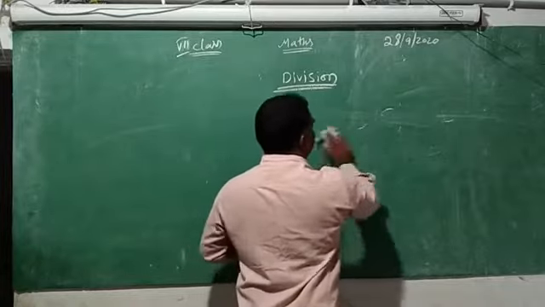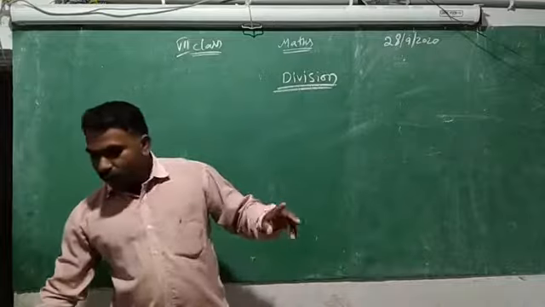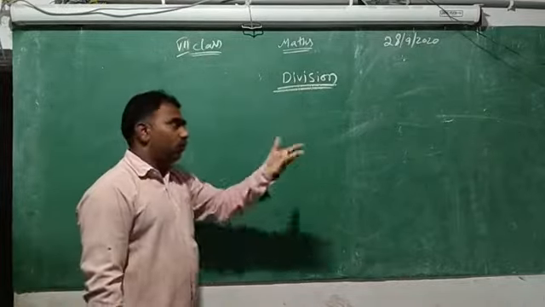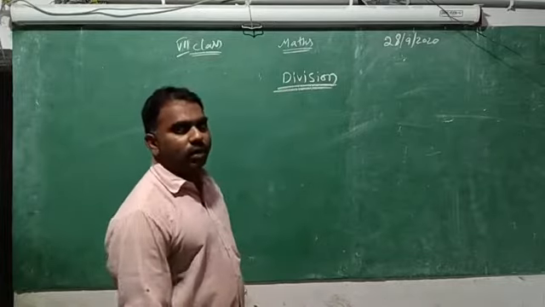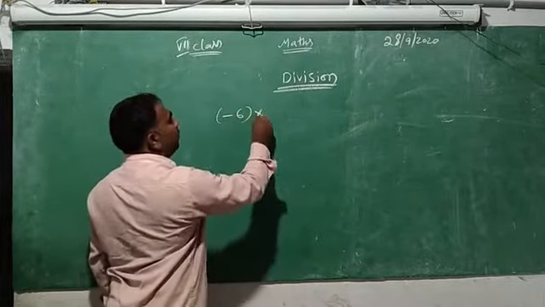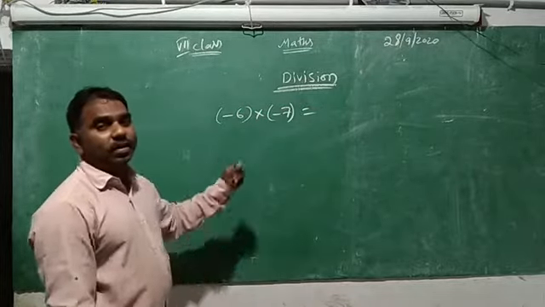So why did I say like that? Because you know the multiplication of integers already. You know the multiplication of integers. How do you multiply the integers? Okay, yesterday only you have completed the topic. Now I am going to see here. See, minus 6 into minus 7 will be. You know this multiplication clearly.